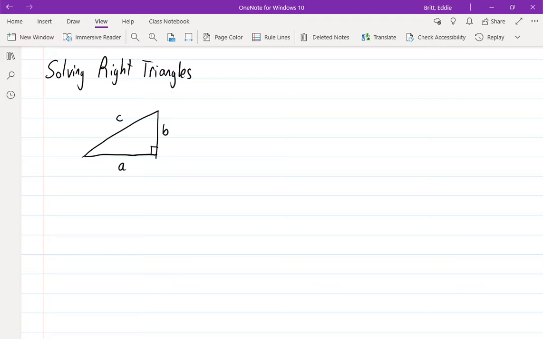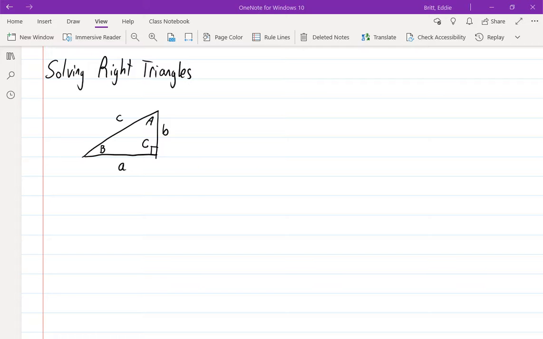So you see how side A is across from this angle up here, so that's going to be angle A. And side B is across from this angle here, so that's going to be angle B. And side C is across from this angle here, so that'll be angle C. But angle C is always 90 degrees because it's a right triangle. Now we don't know what angle A or angle B are equal to, not yet at least. So it depends on the problem.